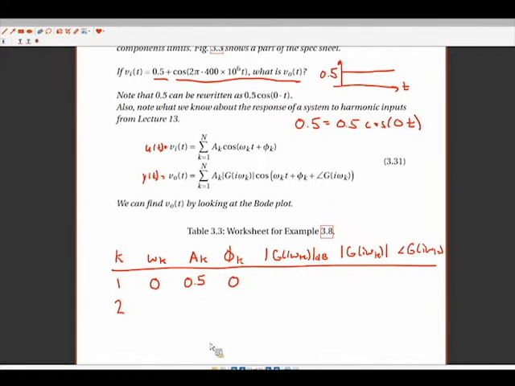Okay. Next term, if we look here, this is cosine of 2 pi times 400 times 10 to the 6, or 400 megahertz. Amplitude, 1. Phase 0. All right. Any question about reading the voltage signal and understanding the different components of it? Okay.